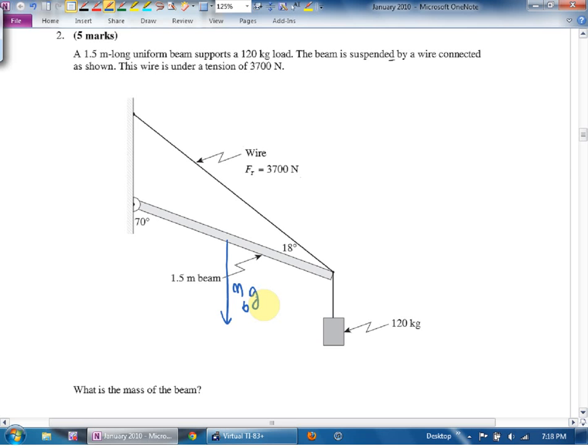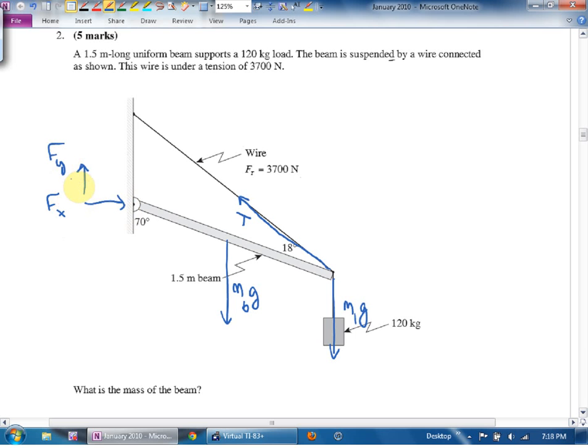What else? M1g, I'll call that M1. What else? That can't be all, because two forces down means this has to be accelerating down. Okay, I have tension at this wonky angle here. And that can't be all either, because which way is tension pulling? It is pulling up, but which other way is it pulling? To the left. I'm pretty sure the wall is pushing to the right. I'll call that Fx.